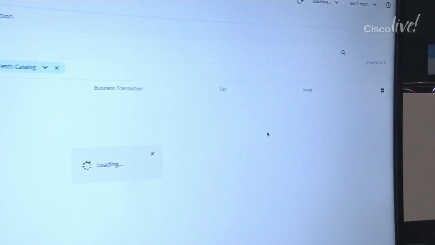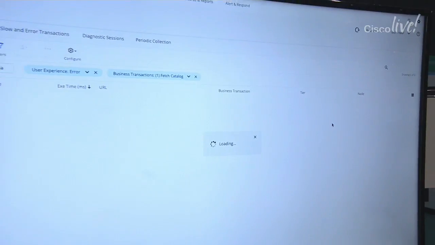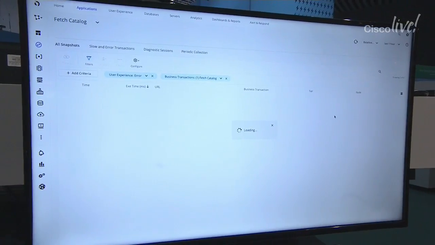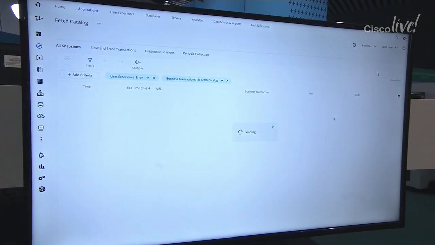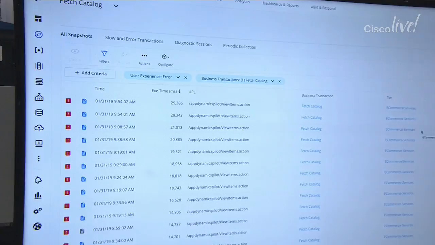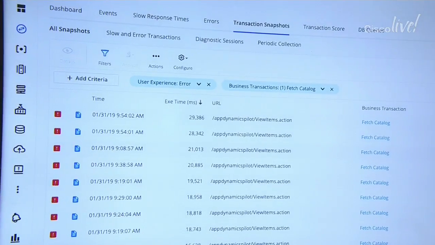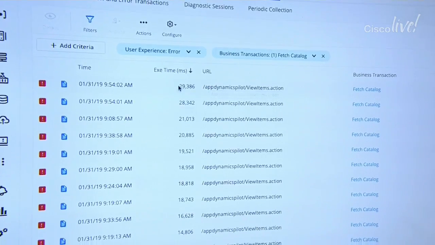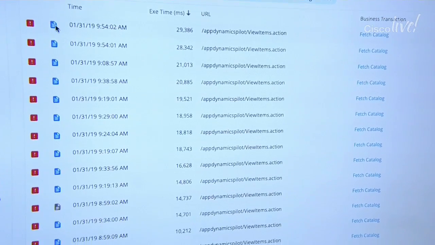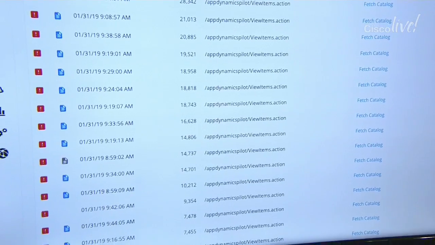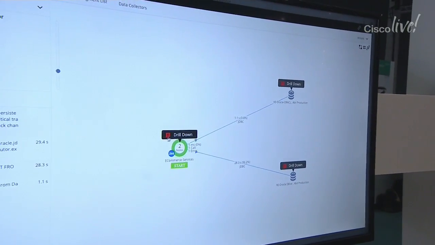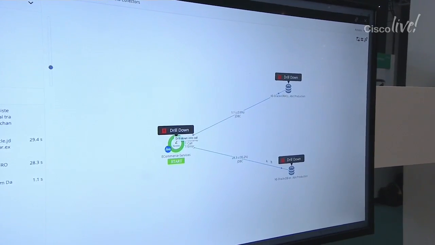What we're going to do here is try and get to the root cause very, very quickly. AppDynamics was built for production monitoring. It allows us to find out what's going on with the application very, very quickly. We can see here we've got a number of very slow business transactions, such as fetch catalog. If I drill into one of these, this takes us to our transaction snapshot viewer. But in one more click, we're going to get down to the root cause of this issue.